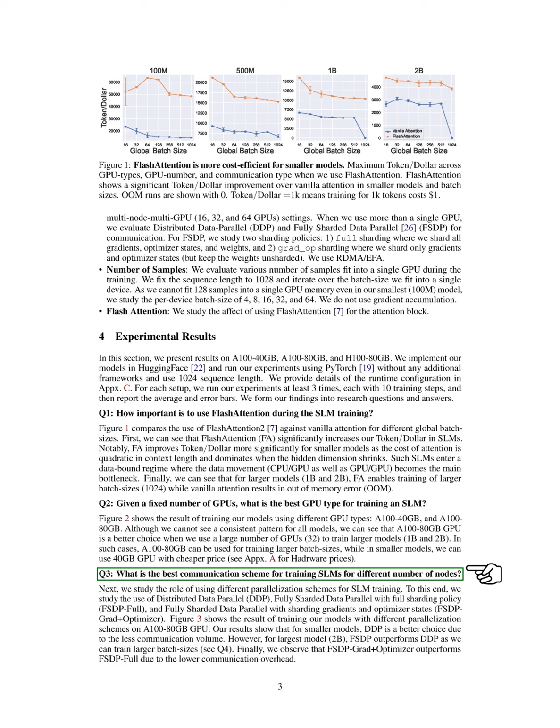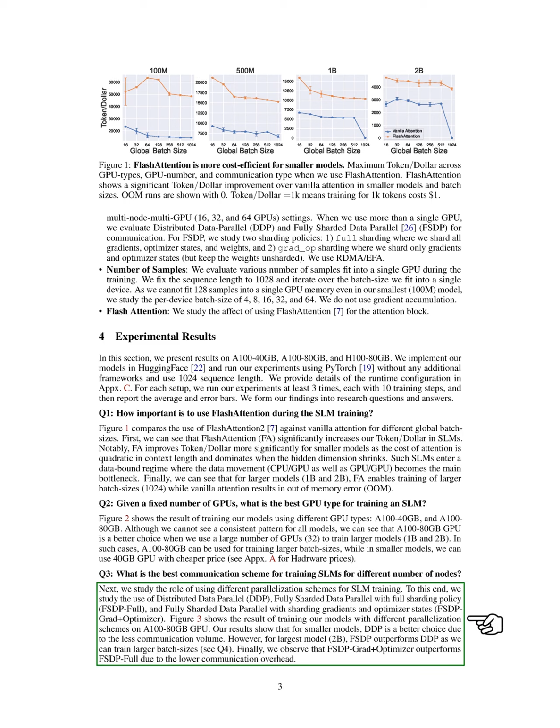For the third question, we investigate the best communication scheme for training SLMs across different node counts. Our findings indicate that DDP is preferable for smaller models due to lower communication volume, while FSDP outperforms DDP for the largest model, allowing for larger batch sizes. We also find that FSDP with gradient and optimizer state sharding has lower communication overhead than full sharding.